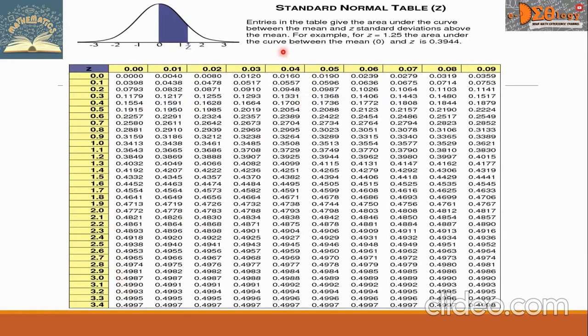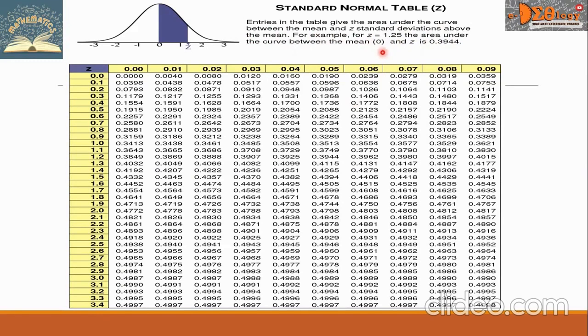This is the table for the area under the normal curve. In here, entries in the table give the area under the curve between the mean and z standard deviations above the mean. For example, for z equals 1.25, the area under the curve between the mean, which is 0, and z is 0.3944.